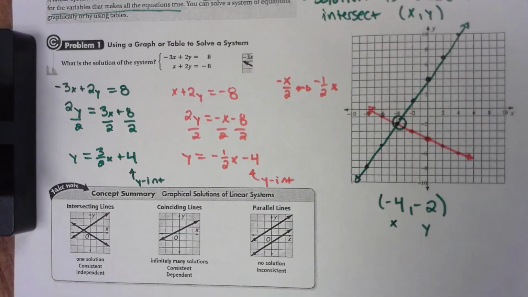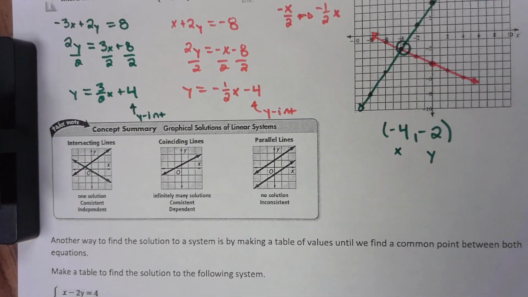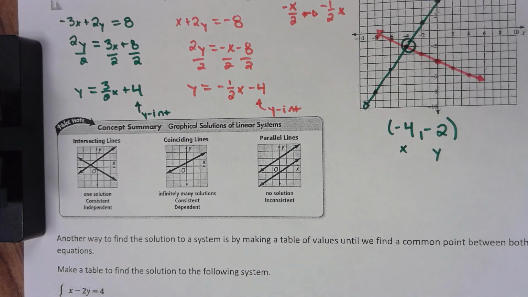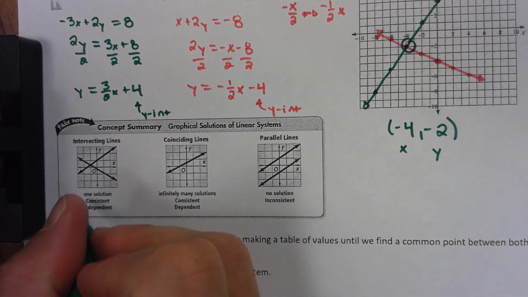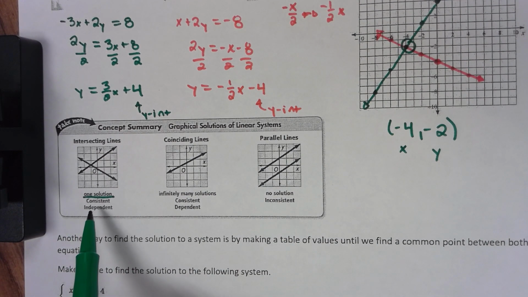Okay. As we graph lines, there are 3 things that can happen. We could have lines that intersect, which is exactly what we just saw. Where lines intersect, there's one solution. Another name for this type of system is that it is consistent or independent.